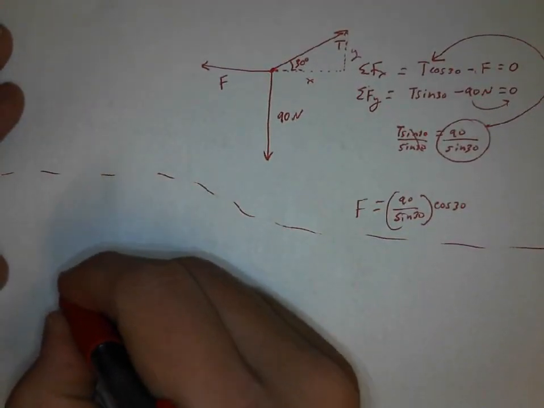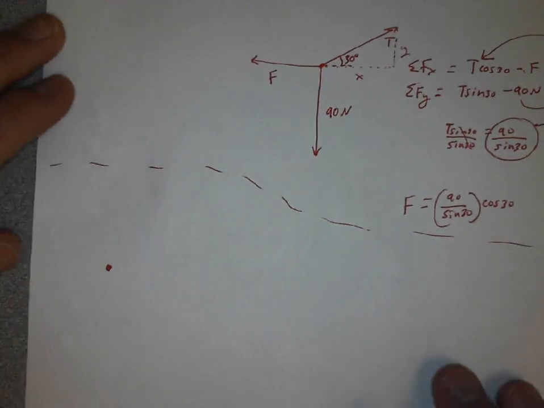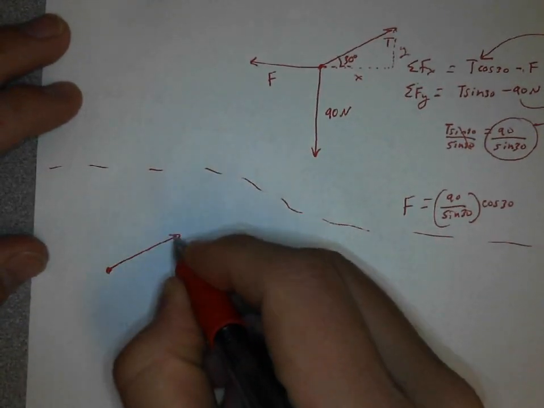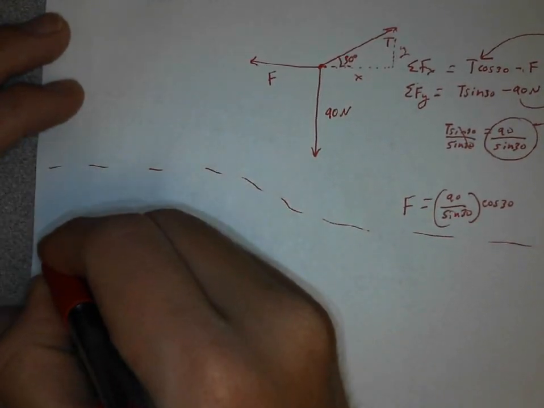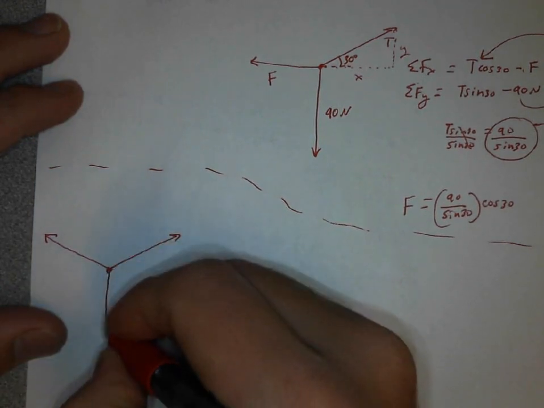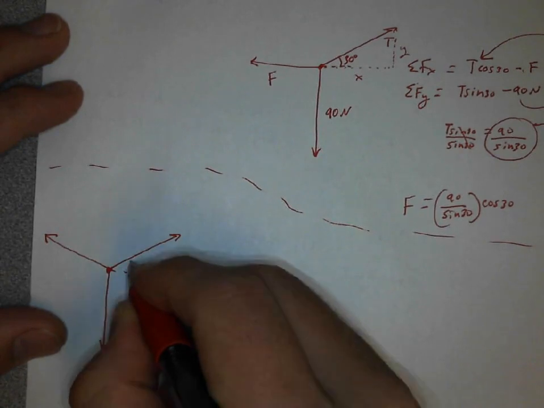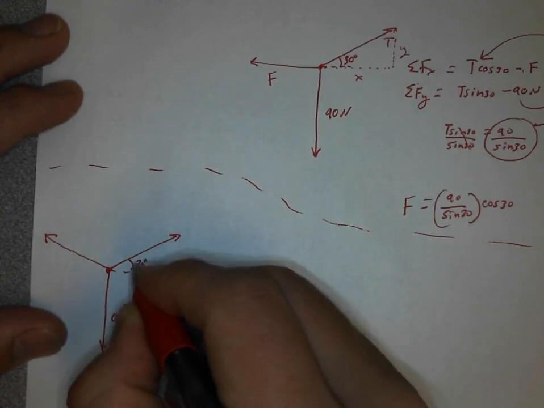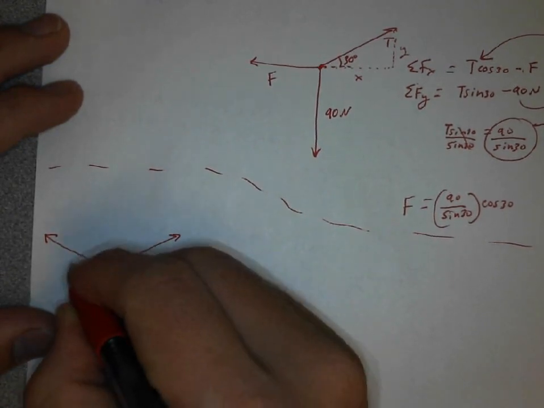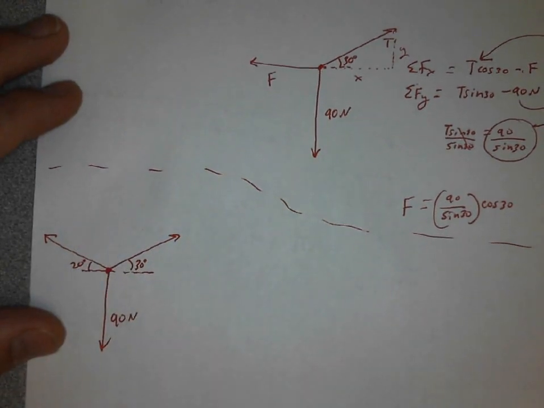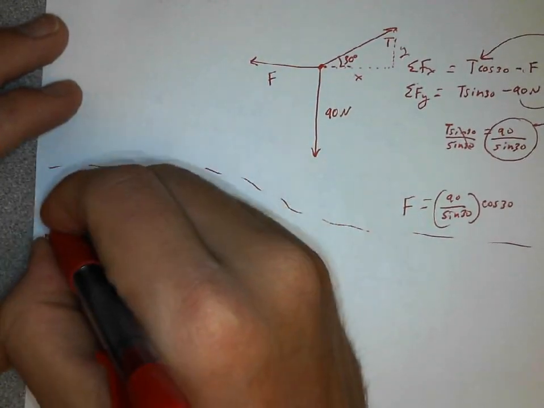Let's say we have something like this, where I have something at two angles. Let's keep that 90 newtons in. Say this is 30 degrees, and we'll say this is 20 degrees. We'll label this as T1 and T2.